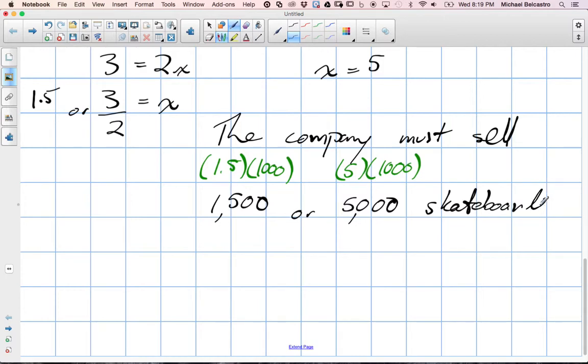To break even. I know it's oddly, that's odd the way I did the sentence. I just kind of threw it in there. To break even. Okay. So what does that mean?